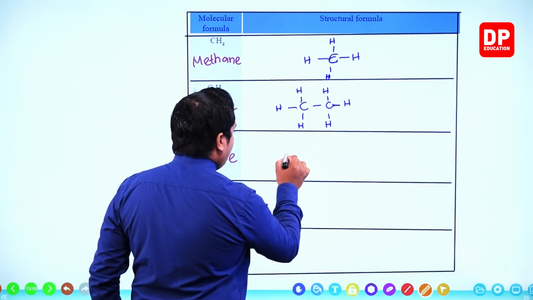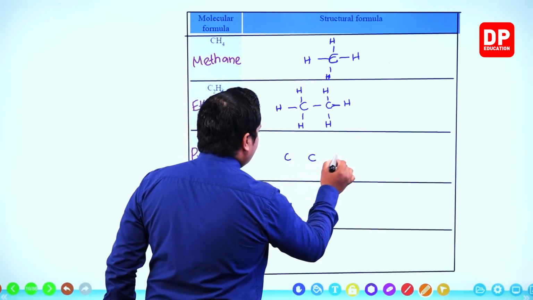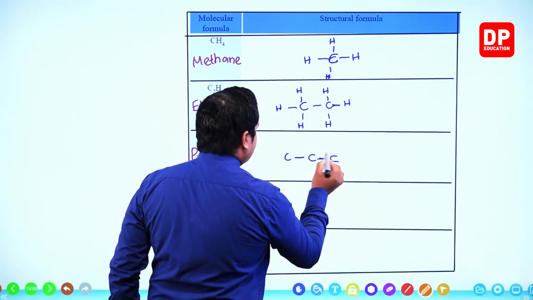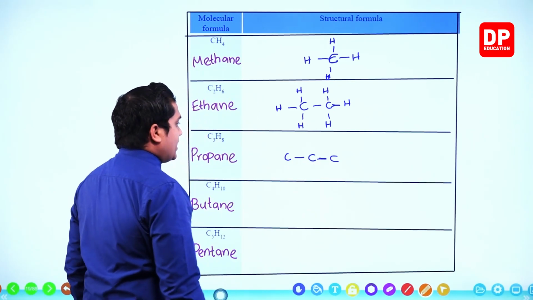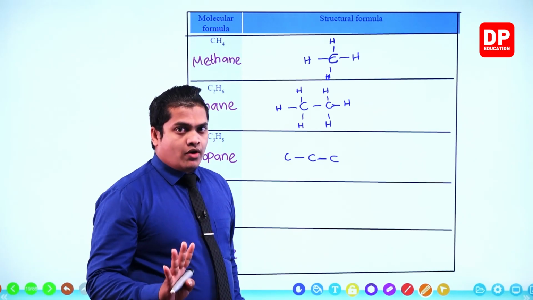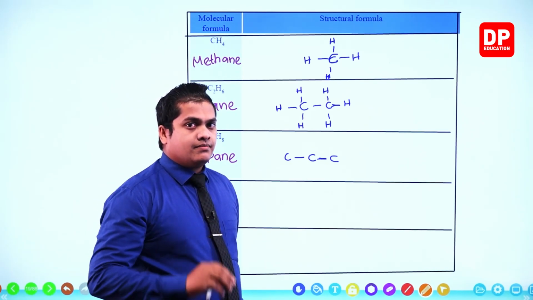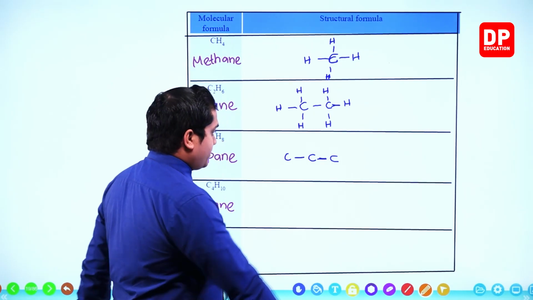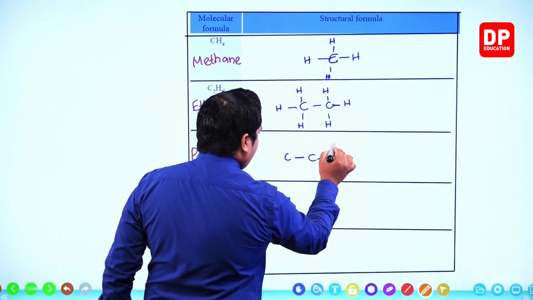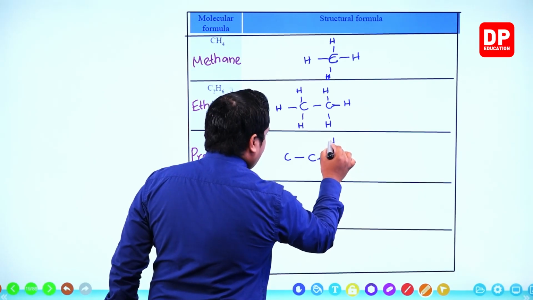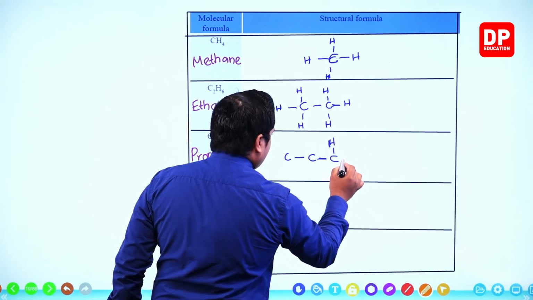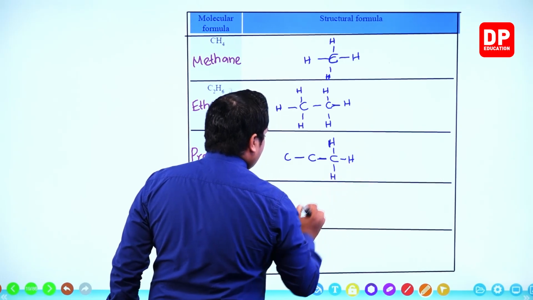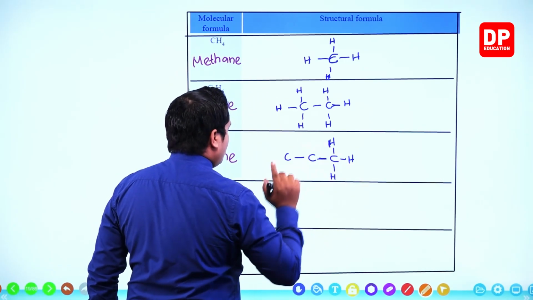You put 3 carbon atoms, then 1, 2, 3. Make the single bonds as these are alkanes. Now, in order to have 4 bonds for each and every carbon atom, complete the diagram by using hydrogen bonds. Right? So, 1, 2, 3. Now 1, 2, 3, 4, 4 bonds are completed.